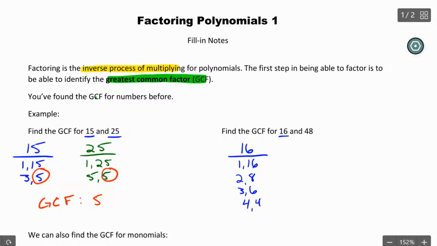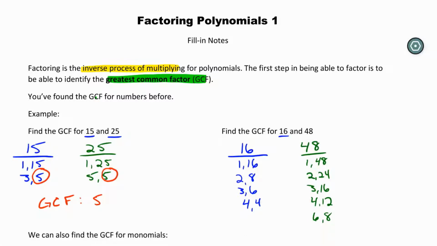Let's take a look at 48. All right, for 48, of course, we have 1 and 48, 2 and 24, 3 and 16, 4 and 12, 6 and 8. There we go. So now I am looking for the greatest factor that they both have in common. What is the largest number I see in that list in both 16 and 48? Well, it's going to be 16. That's our largest number that they have in common. So our greatest common factor for 16 and 48 is in fact 16.